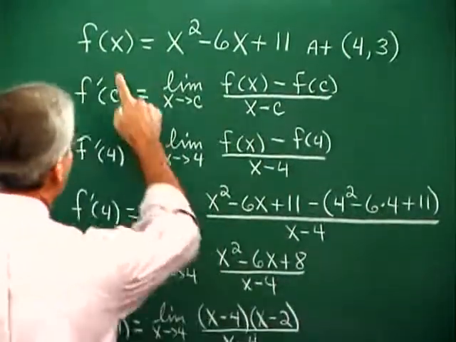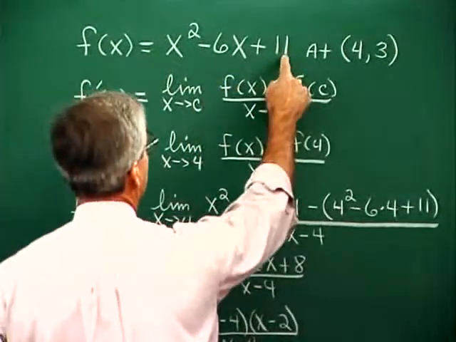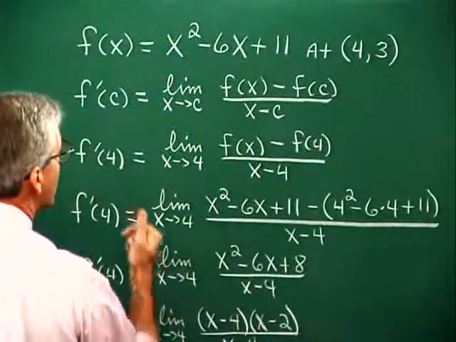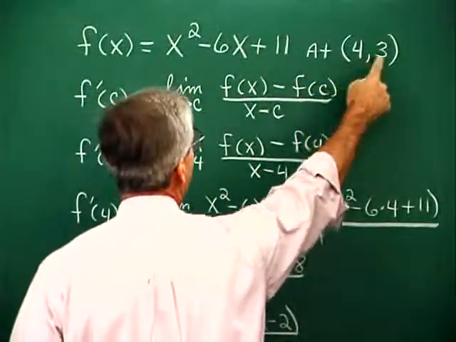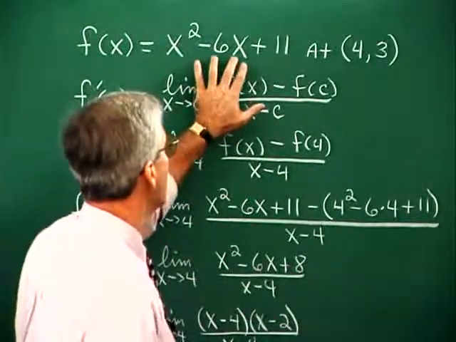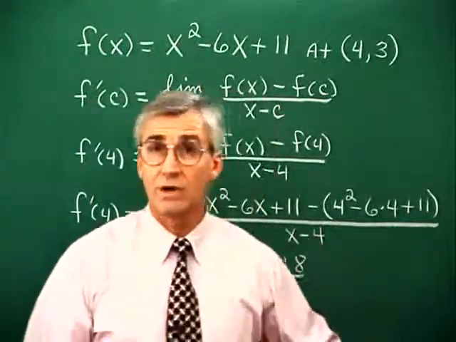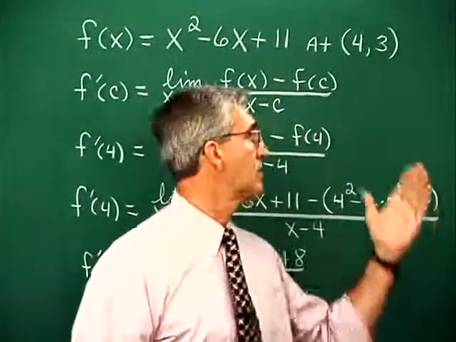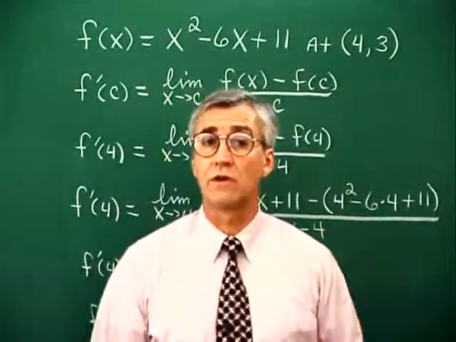So consider f of x to be x squared minus 6x plus 11. This is the original function that we had much earlier in this discussion, and the point 4,3 is a point that we talked about at that time. Now, it was this function that we originally found the derivative function for, and then we found the slope of the tangent line at this point using the derivative function.